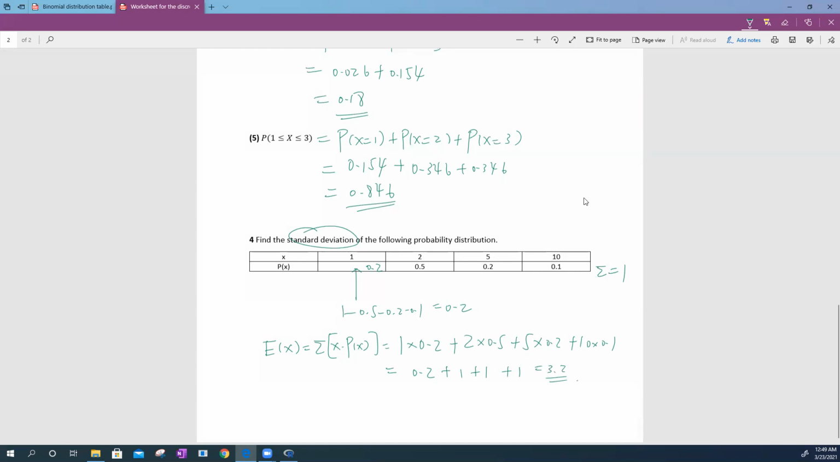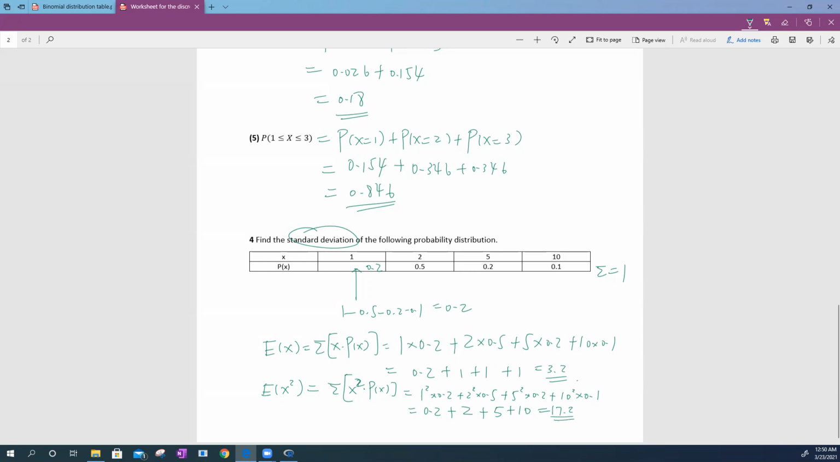That's the expected value. And then we have the expected value of x squared, which is the sum of x squared times the corresponding probabilities. Then we have what? 1 squared times 0.2 plus 2 squared times 0.5 plus 5 squared times 0.2 plus 10 squared times 0.1. So we have 0.2 plus 4 times 0.5, that's 2, plus 25 times 0.2, that's 5, and plus 100 times 0.1, that's 10. So then we have 17.2. That's the expected value of x squared.